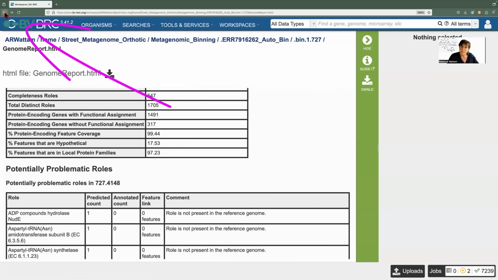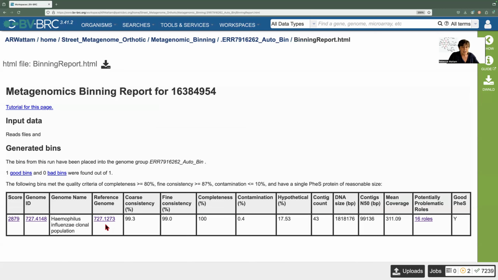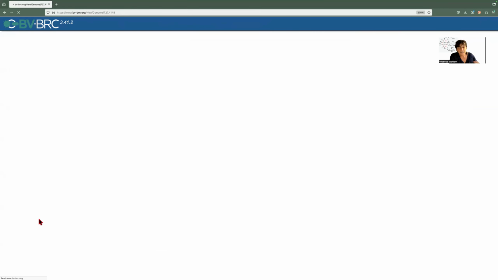So I'm clicking the back button because I want to go back to that report. This would take me to the genome that was the reference, and this takes me to the exact same place that the potentially problematic roles do. So that and the score lead to that genome report page. This leads to the reference genome. This leads to our genome landing page.